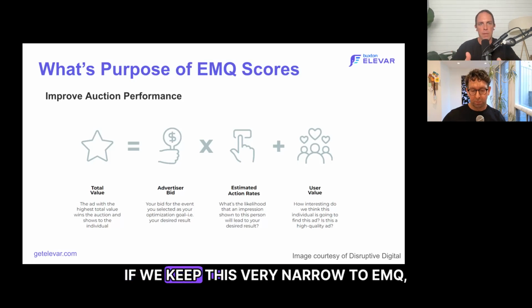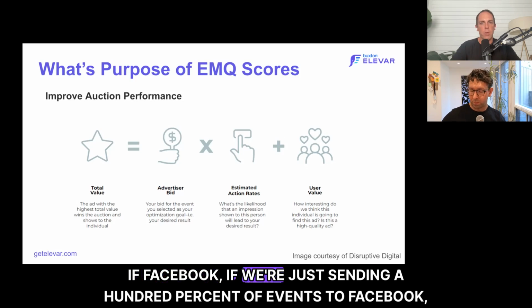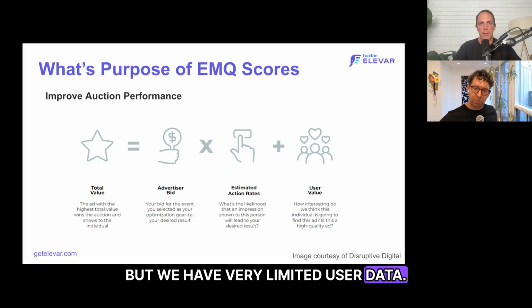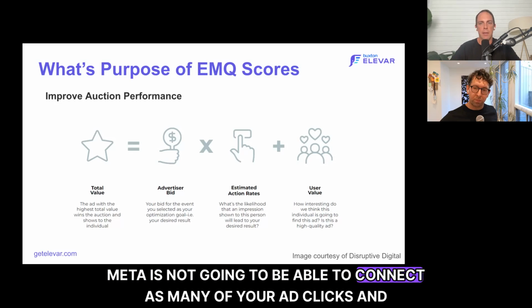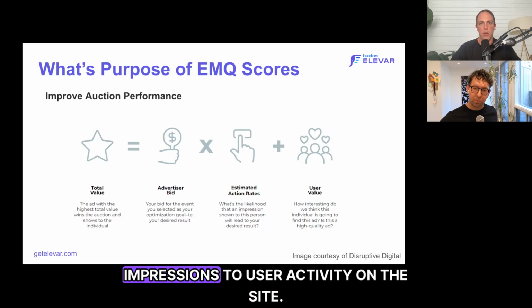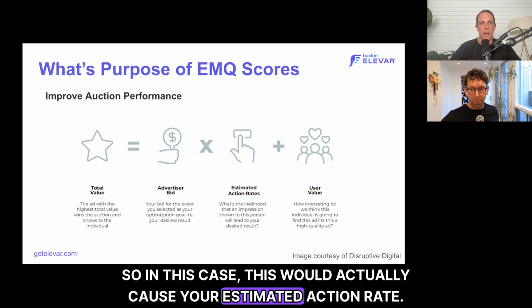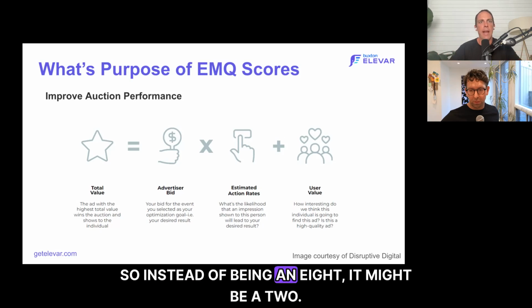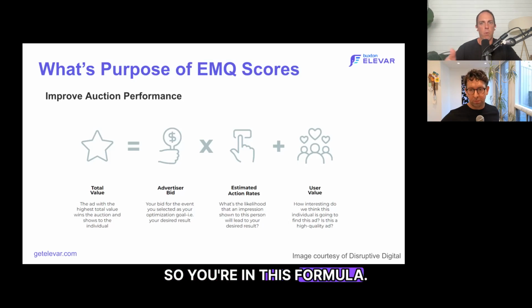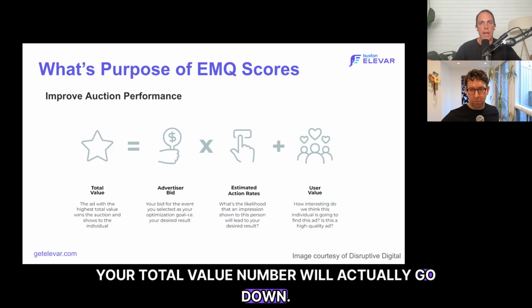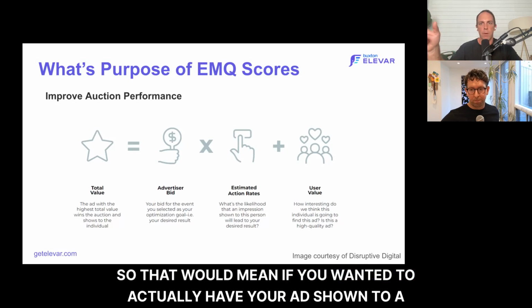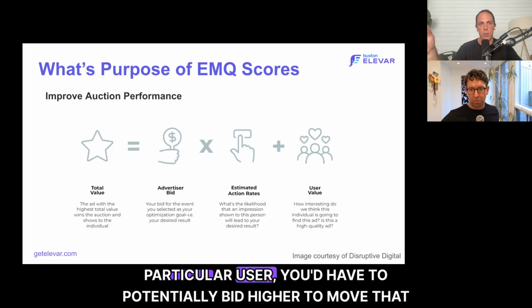So if we keep this very narrow to EMQ, if we're just sending 100% of events to Facebook, but we have very limited user data, so translated, low EMQ scores, Meta is not going to be able to connect as many of your ad clicks and impressions to user activity on the site. So in this case, this would actually cause your estimated action rate, instead of being, I don't know, an 8, it might be a 2. So in this formula, your total value number will actually go down. That would mean if you wanted to actually have your ad shown to a particular user, you'd have to potentially bid higher to move that needle.